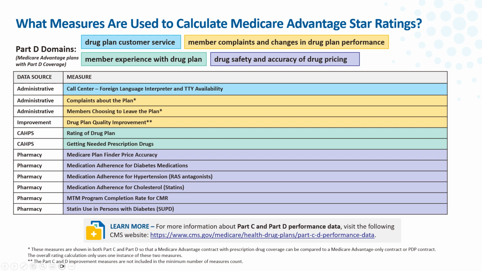Pharmacy-related data is uniquely used to calculate Part D measures. Pharmacy data sources used by CMS include prescription drug event data, Medicare Plan Finder drug pricing files, and other required Part D plan reporting. To learn more about either Part C or Part D performance data, viewers can visit the CMS website listed directly under the Part D measure table.